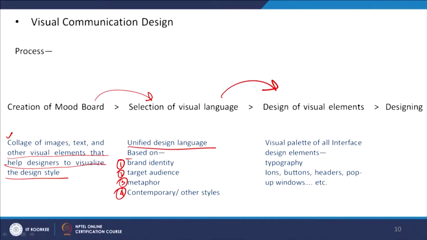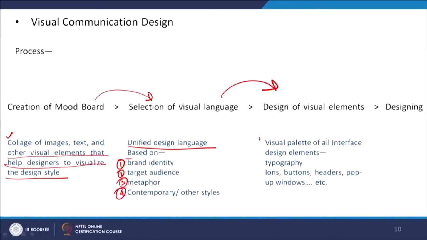There can be many other parameters based on which you select a particular visual style from the mood board. Now the next process will be designing of visual elements. After we select a particular visual style, we know what kind of visual language it will speak and what type of theme it is, exactly pinpointing that. We will start designing all the visual elements.